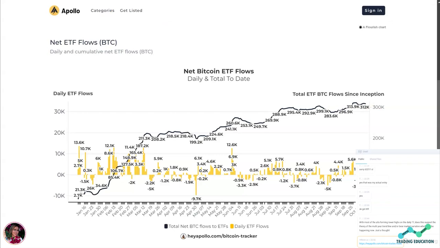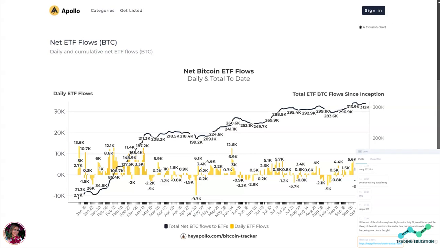So what you're looking at is the yellow bars. When the yellow bars are high, it shows the inflows. People are buying ETFs. And when the yellow bars are down, it's outflows. That's when people are selling ETFs. Okay, so inflows is buying, outflows is selling.